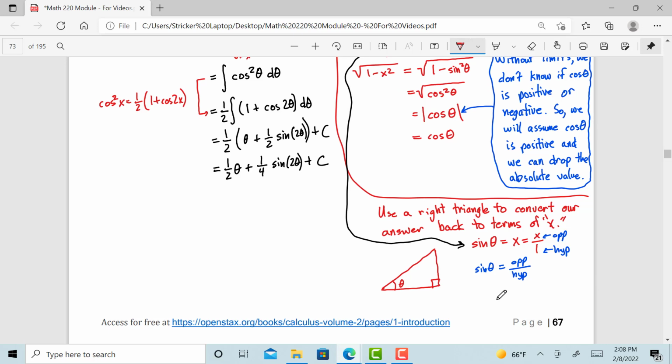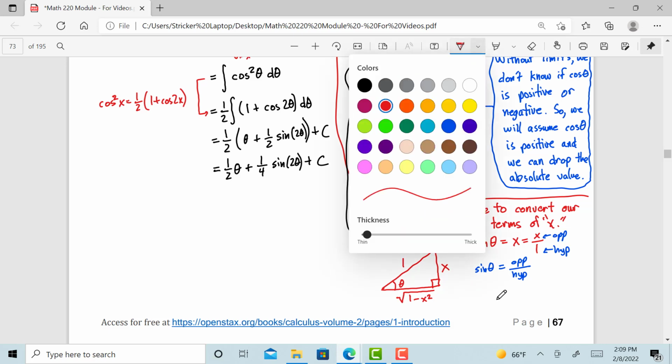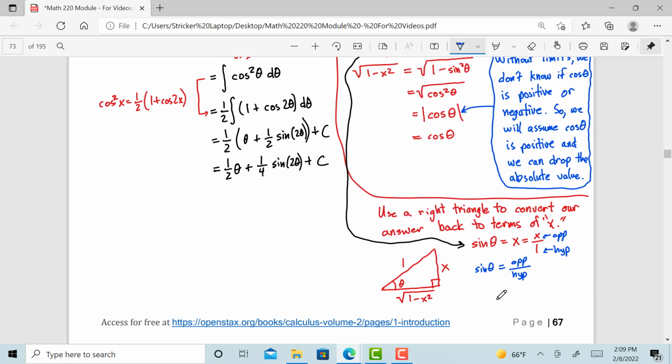And so, that being the case, on our right triangle, if sine theta is equal to x over 1 and x is the opposite, that means this side over here, the opposite side, has to be x, and the hypotenuse then is the long side across from the 90, that's got to be 1. And then that also tells us what this other side is. We can get that from the Pythagorean theorem. It tells us that side must be the square root of 1 minus x squared.